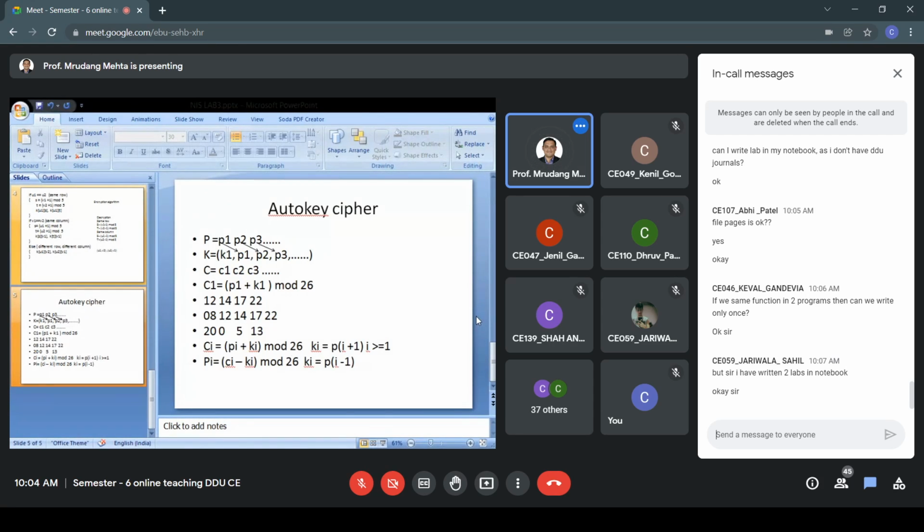So workable solutions are possible. So don't worry about these things. But it should have been written and you should have taken a screenshot. Not a screenshot, a PDF. A scanned copy.